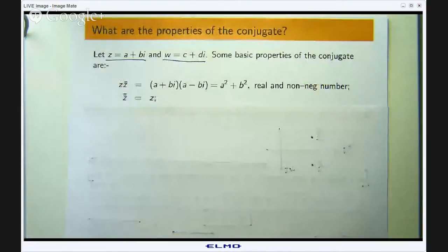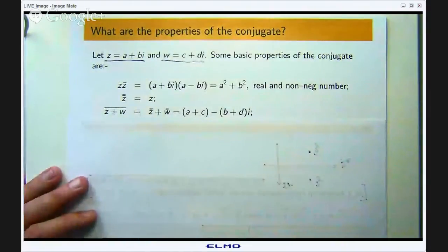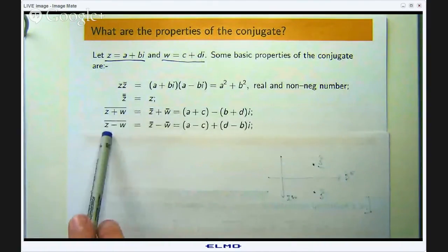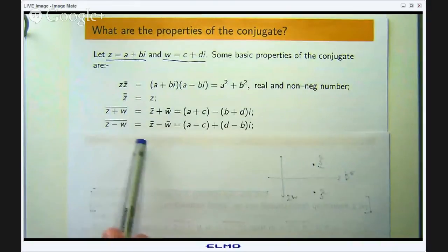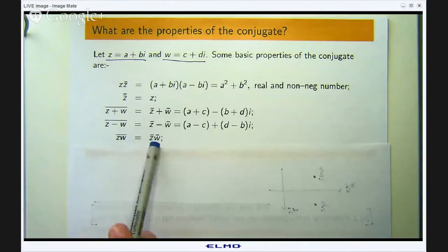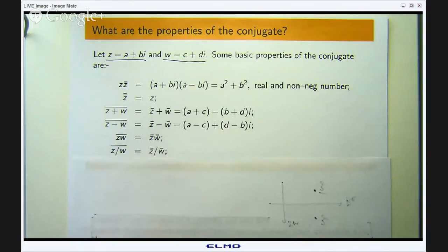If I want to take the conjugate of a sum, it's just the sum of the conjugates. Same with the difference. If I take the conjugate of a difference, it's the difference of the conjugates. The conjugate of a product is the product of the conjugates. And there's a similar one for division.